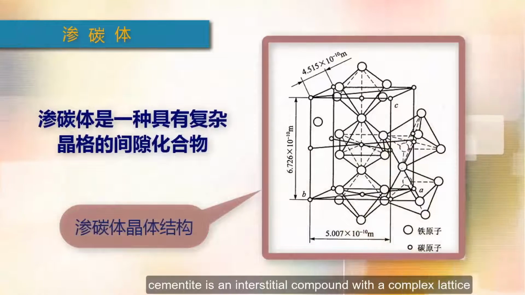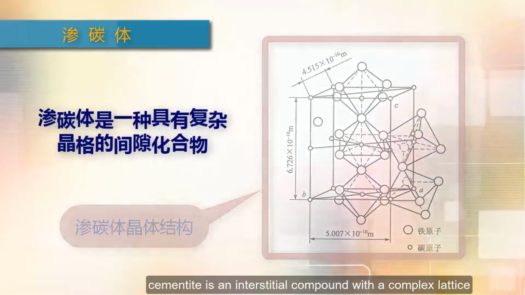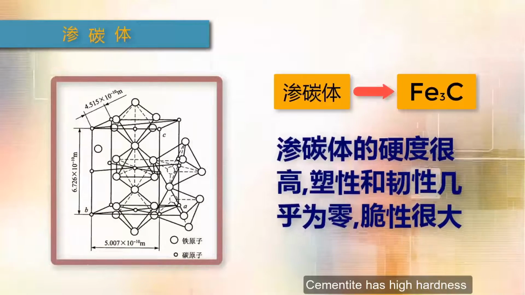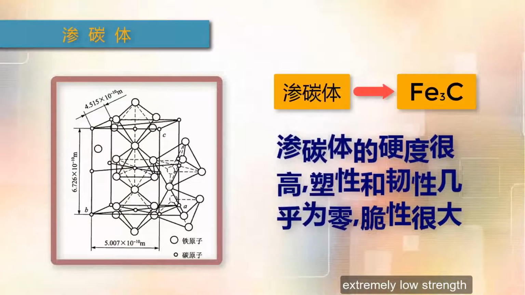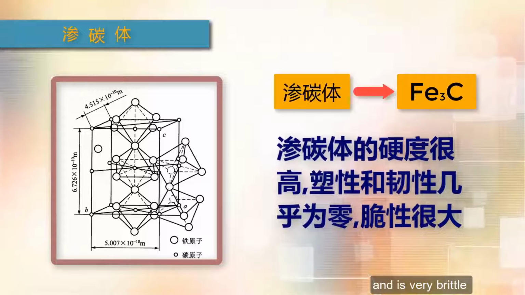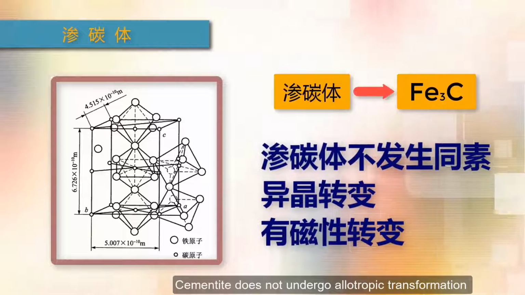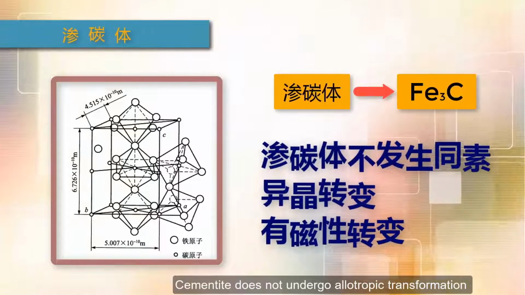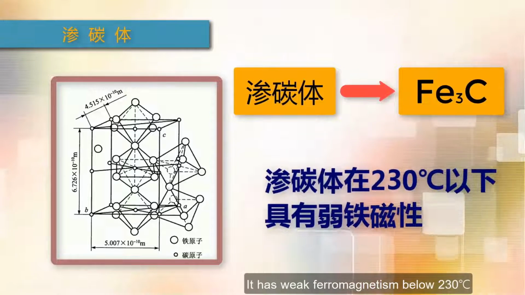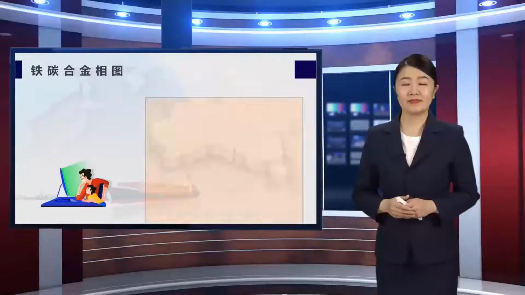Cementite is an interstitial compound with a complex lattice, represented by Fe3C. Cementite has high hardness, extremely low strength, poor plasticity and toughness, and is very brittle. Cementite does not undergo allotropic transformation but has a magnetic transformation. It has weak ferromagnetism below 230 degrees Celsius.